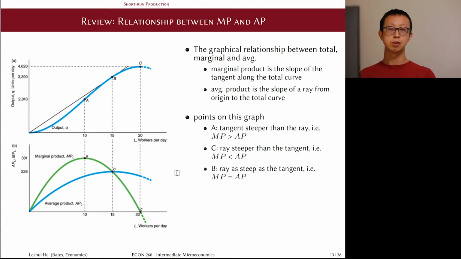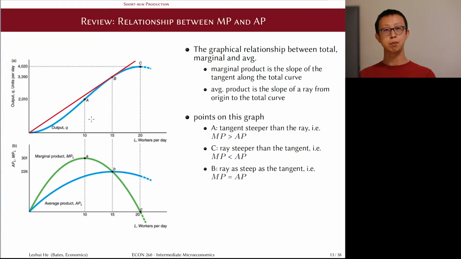An interesting question to ask is, how does the average product curve relate to the marginal product curve? An interesting point to notice on this graph is this point B. At point B, the ray from the origin is precisely the tangent line of this total product curve. This means that the marginal product and the average product take exactly the same value.